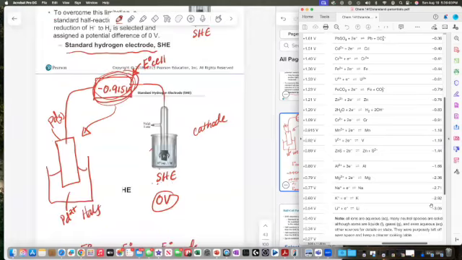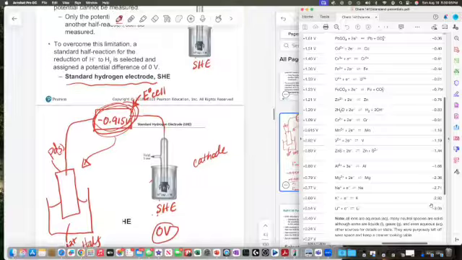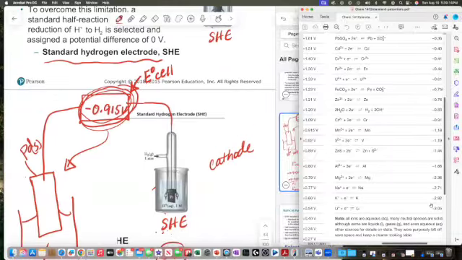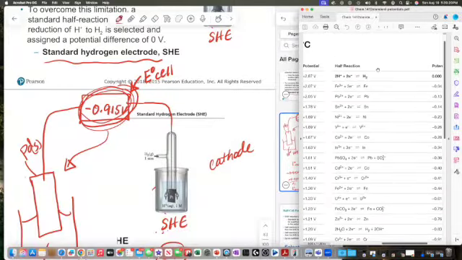Let's start back with a picture. When the E of the cell is negative, that just means that the assigned roles here in the setup do not match the preferred roles, okay? In this table, the standard reduction potential table, what you're seeing is the preferred roles of the half reactions. So apparently these half reactions have a preferred role.